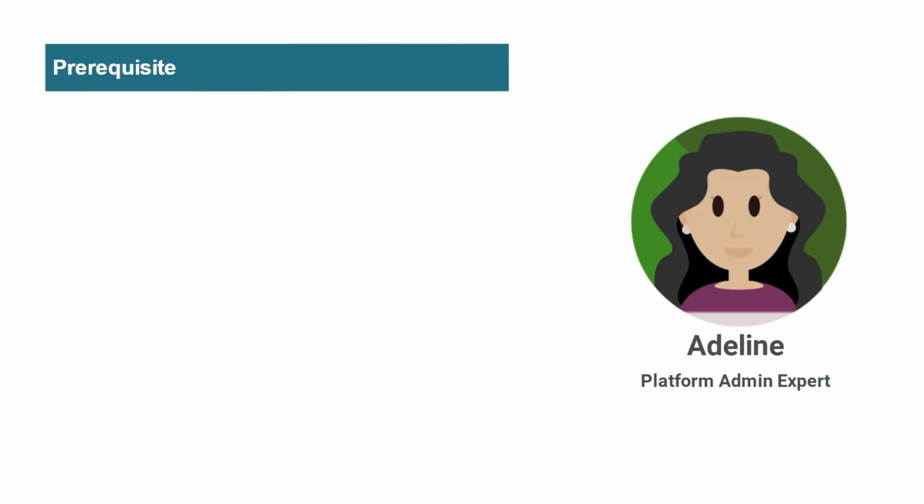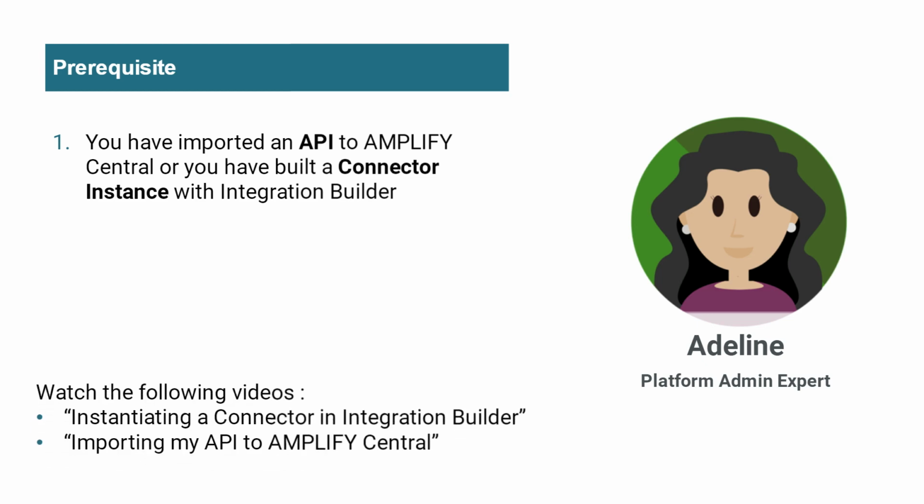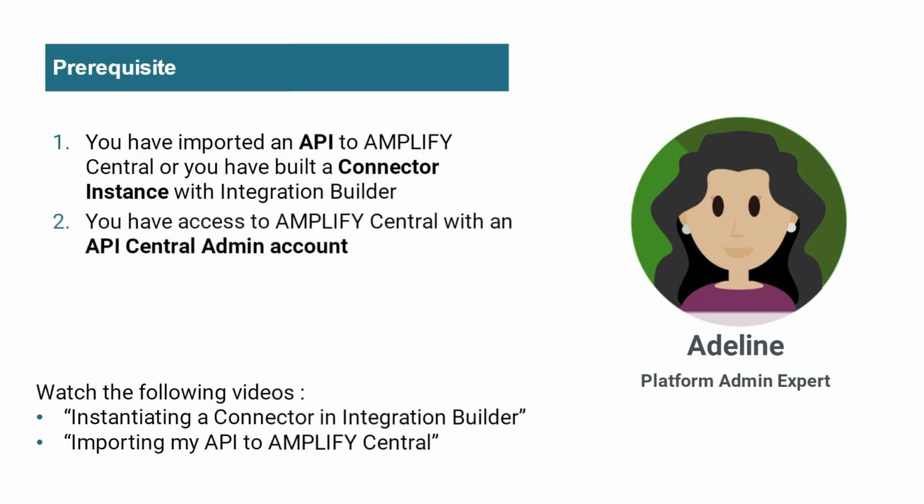Before we get started, let's check we have everything ready to publish to the Amplify catalog. Either you have imported an API to Amplify Central, or you have built a connector instance with Integration Builder. If you're not sure how to do that in the first place, you can watch the following videos: instantiating a connector and importing my API to Amplify Central. You also need to make sure you have access to Amplify Central with an API Central admin user. Make sure Amplify Central is configured with a team. In this video, we'll use default team and partner team.